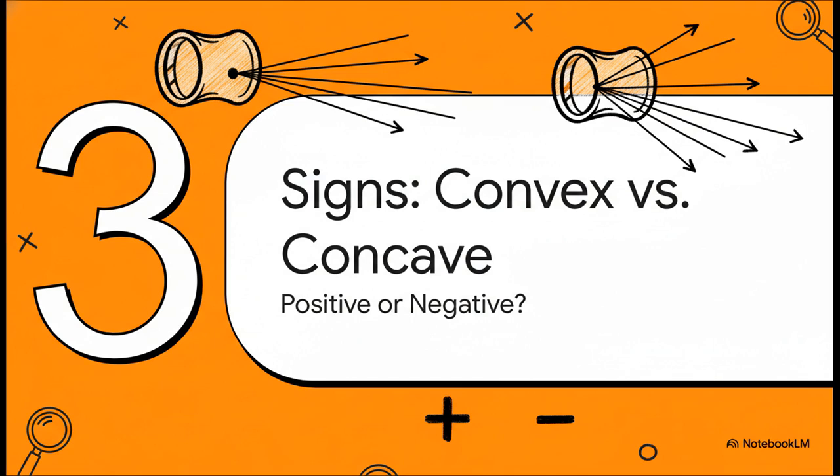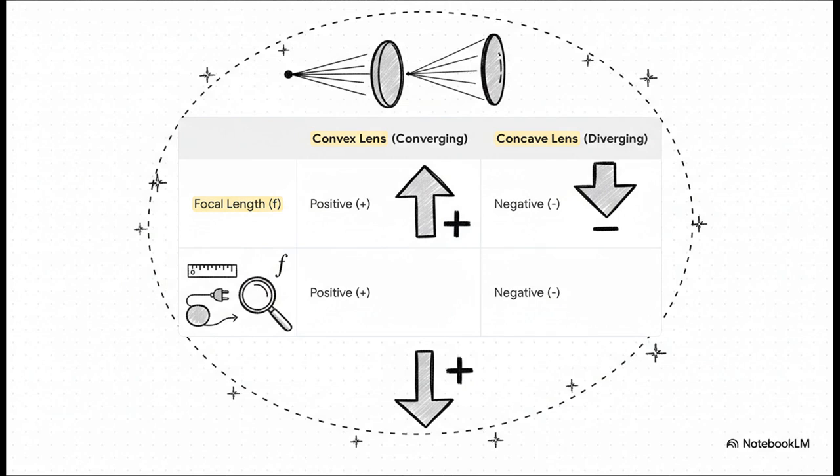All right, next up is something that can totally make or break your answer in an exam. The sign convention. Whether the power is a positive or a negative number depends completely on what kind of lens we're talking about. A convex lens, the converging one, is always our positive guy. It has a positive focal length, which means it has a positive power. A concave lens, the one that diverges or spreads light out, is the opposite. It always has a negative focal length, which gives it a negative power. Seriously, burn this table into your brain. It is the key to getting the signs right every single time.